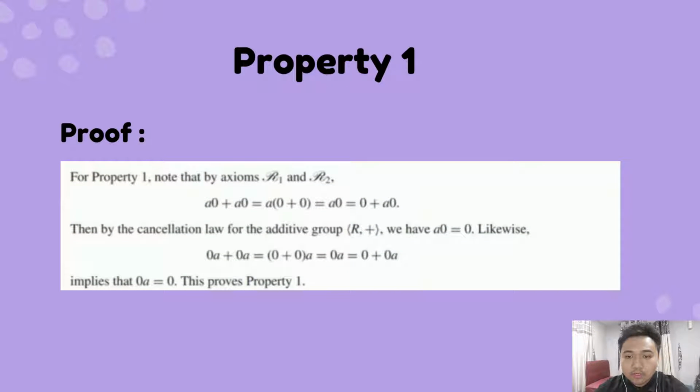So, let's look into property number 1. To prove property number 1, note that by axioms R1 and R2, A0 plus A0 equals A times (0 plus 0) equals A times 0 equals 0 plus A times 0. Then, by the cancellation law for the additive group of R, we have A0 equals 0. Likewise, 0A plus 0A equals (0 plus 0) times A equals 0 times A equals 0 plus 0A. This implies that 0 times A equals 0. This proves property number 1.